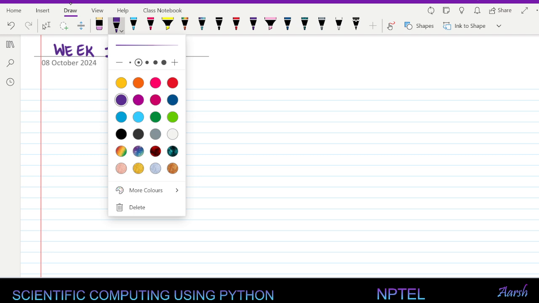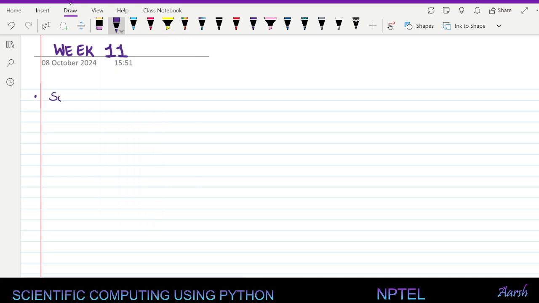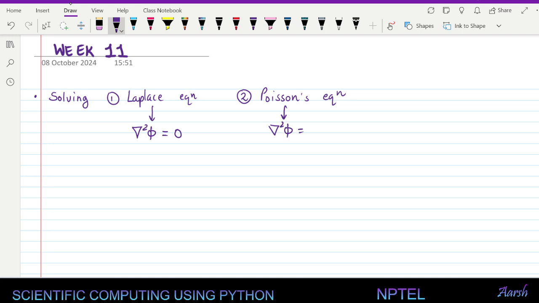So this week is all about solving two equations. One is the Laplace equation, which is in fact a generalized case of Poisson's equation. The Laplace equation, as we all know, is in general grad square phi, the Laplacian of phi, equal to 0. In the Poisson's equation it is some function, which we don't know, and this could be in any dimension: 1, 2, 3.